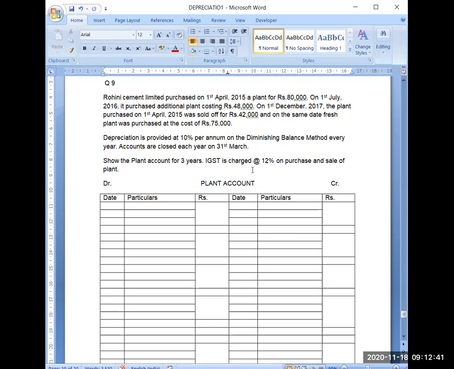One more thing which I want to tell you here, that whether the method is straight line method or WDV method or diminishing balance method, the entries will remain the same. Entries will not change because of the method. Only the method of calculating depreciation will change.